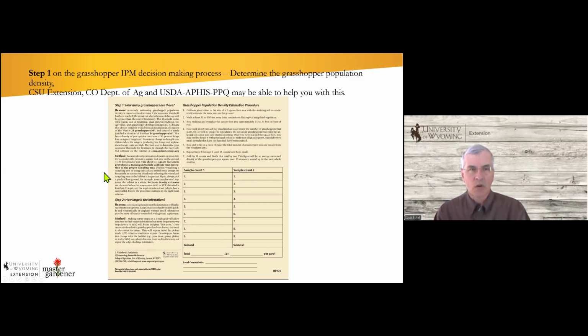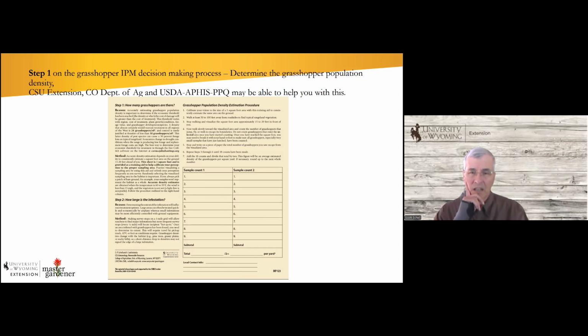In some cases, I know Beth was out last summer helping establish what the population densities were. So CSU Extension, in some cases the Colorado Department of Ag might be able to provide some help, and the United States Department of Agriculture, Animal Plant Health Inspection Service, Plant Protection and Quarantine, the grasshopper folks from USDA, may be able to help you with this. But if you're like me, you like to be independent. So that's where this square foot job aid comes in. It is trying to provide everything that you need to know initially to help you make your decision on grasshopper management.